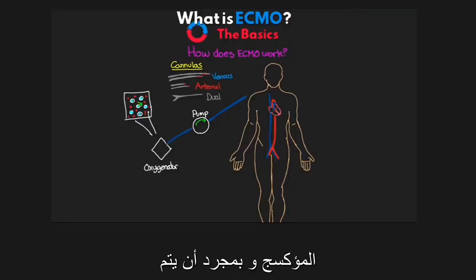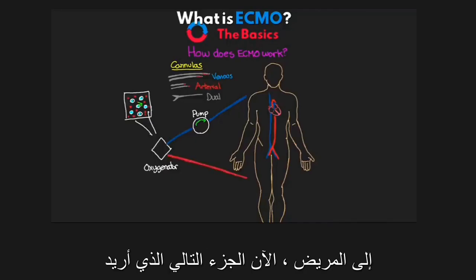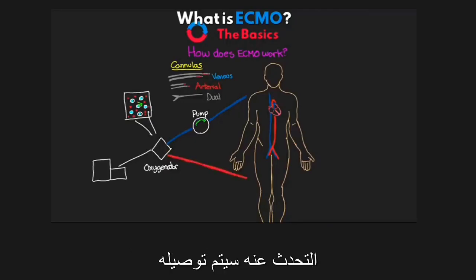Once the blood is oxygenated in the oxygenator, it makes its way back to the patient. Now, the next part I want to talk about is attached to the oxygenator and really gives it the gas that it needs for this diffusion.